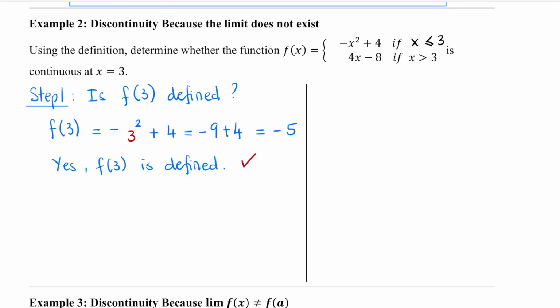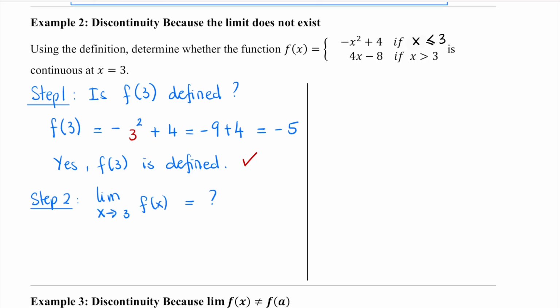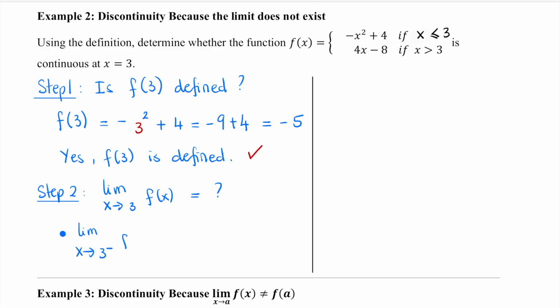Now, we need to move on to the next step. Check the limit as x approaches 3. To find the limit of f of x as x approaches 3, we need to find the left-hand limit and the right-hand limit. This is the notation for left-hand limit. We use the little minus sign here, indicating that x is approaching 3 from the left. And when x is approaching 3 from the left, that means x is less than 3.